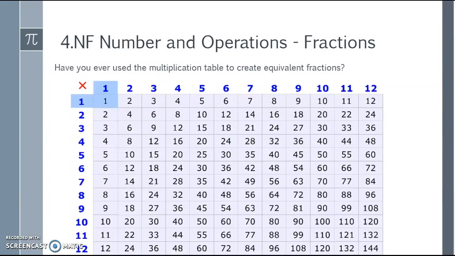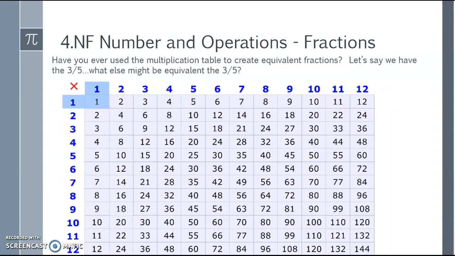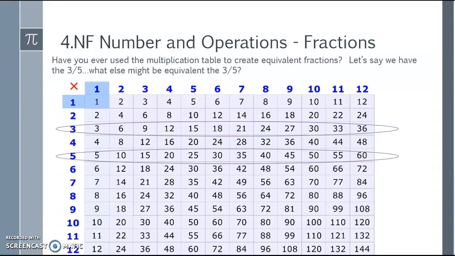Have you ever used the multiplication table to create equivalent fractions? So here I have the multiplication tables 1 through 12. Let's say we have 3/5. What else might be equivalent to 3/5? Well, I look on my multiplication table and I see that the row of 3 and the row of 5 are listed. I see also that 6/10, 9/15, 12/20, 15/25, 18/30, etc. are all equivalent to 3/5.